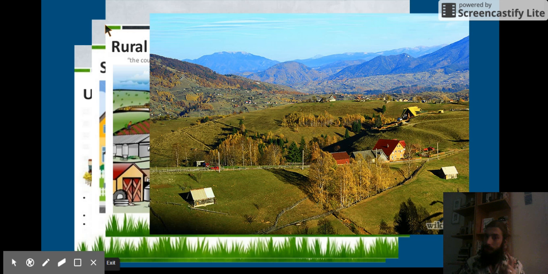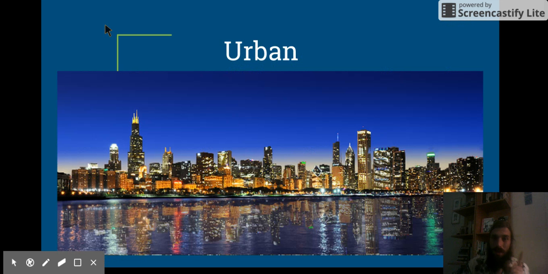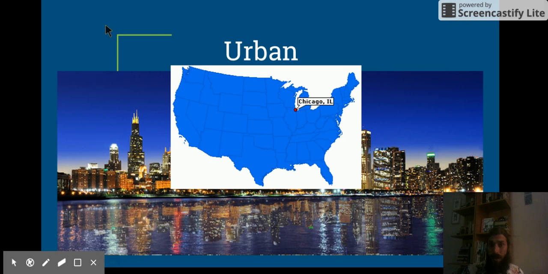Now, remember, the opposite of a rural community is an urban community. Okay, lots of people in a small area. This urban community is actually Chicago, right here in the center of the United States.